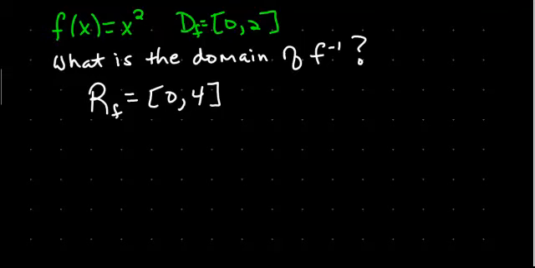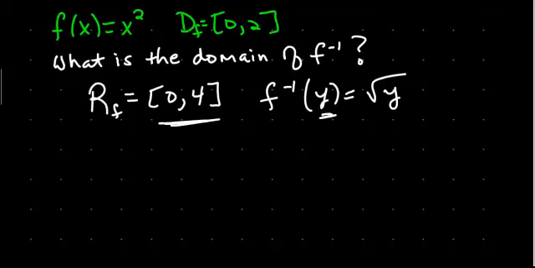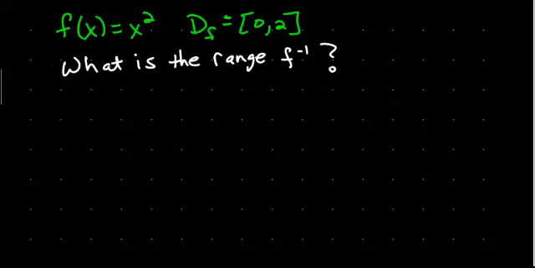And if we look at it, we found f inverse of y equals the square root of y. So that means our domain, our inputs for our inverse function, is the range of our original function. So I get the domain of f inverse equals 0 to 4. Okay?